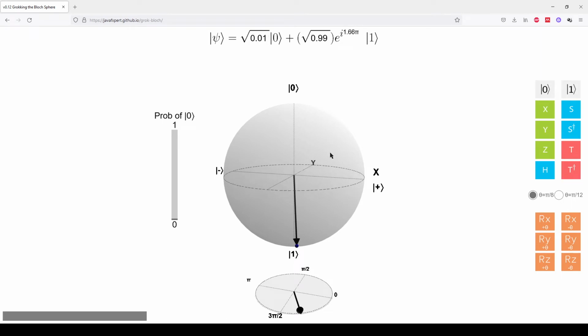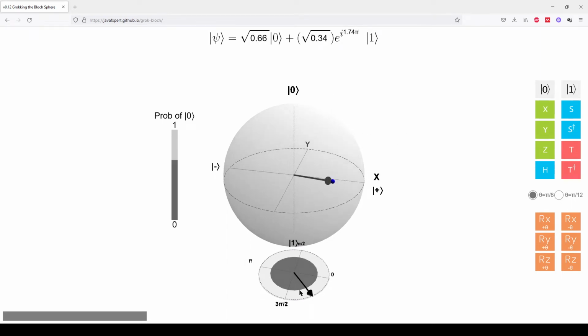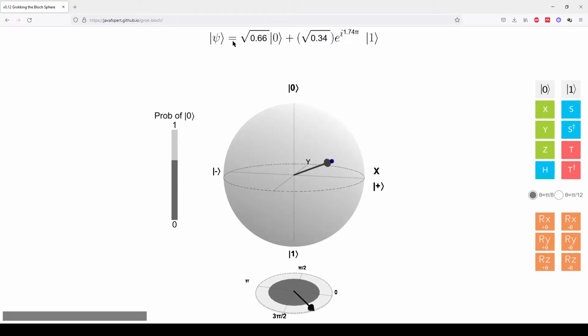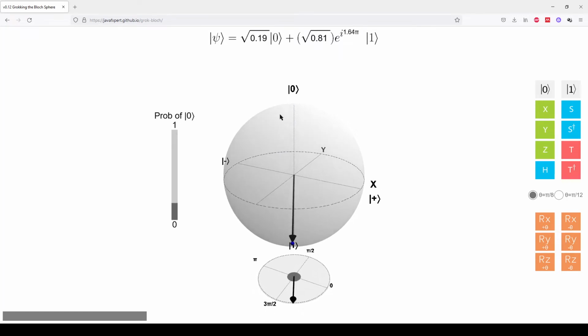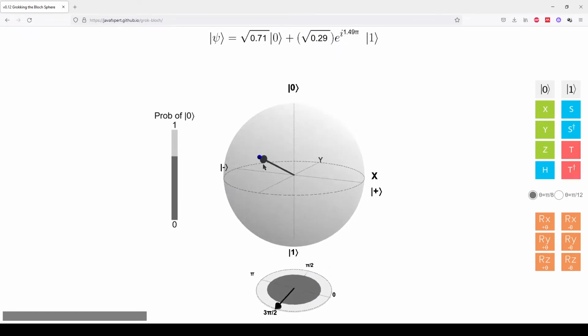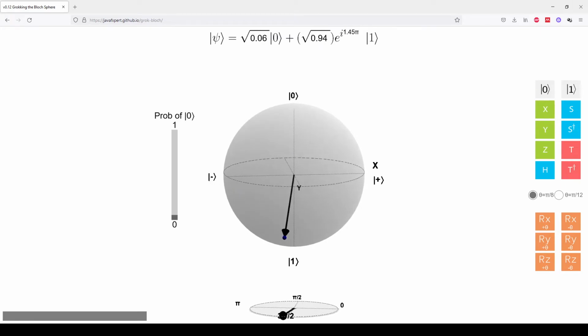So what does this mean? It means that as the qubit state goes up or down on the z-axis, it changes the relative probability of observing 0 and 1. It doesn't matter where you go, the probability of 0 always decreases as you go down.